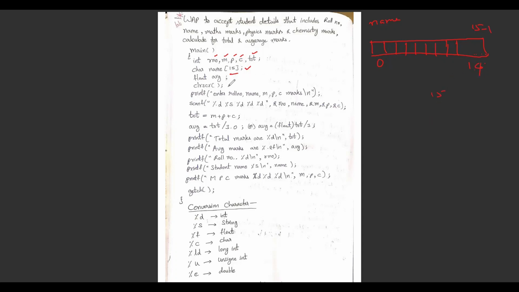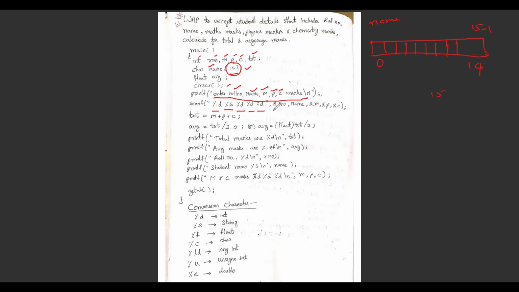Now name, then float average, clear the screen. So I'm going to enter printf. Your output will be like this. First output is: enter roll number, name, maths, physics, chemistry marks. In the next line, just see here. Roll number is an integer, so percentile d. Name is character. A collection of characters is called a string. So for string, the conversion character is percentile s. Then maths percentile d, physics percentile d, chemistry percentile d.